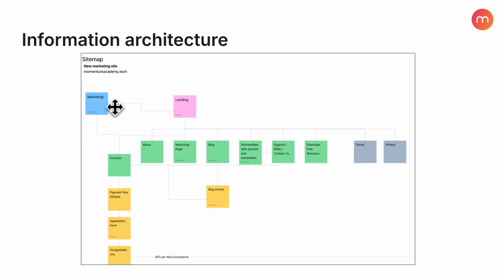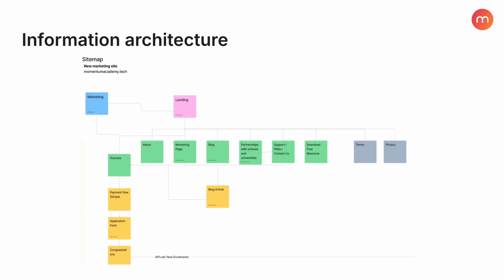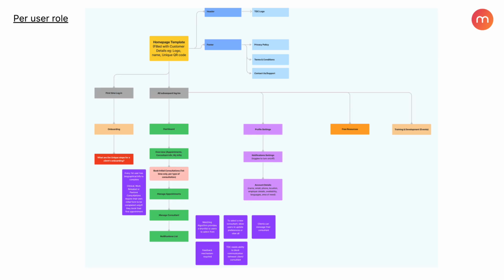In our site map here for our Momentum Academy site, you can see we've got our marketing page, which sits outside the main site and directs traffic to the landing page. Then, on the landing page, we have links to courses, mentoring, blog, partnerships, support and free resources, as well as links to our terms and privacy policy. Under courses, we have Stripe for payments, an application form and a congratulations screen. Under the blog, we have a list of articles. This structure shows a clear hierarchy of information that helps users and the team see how everything connects.